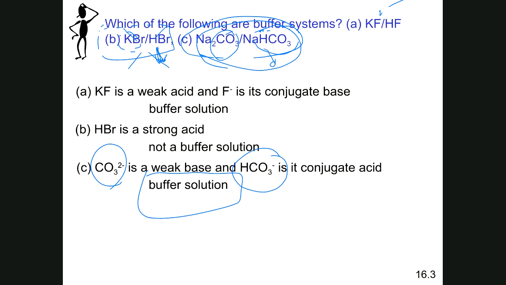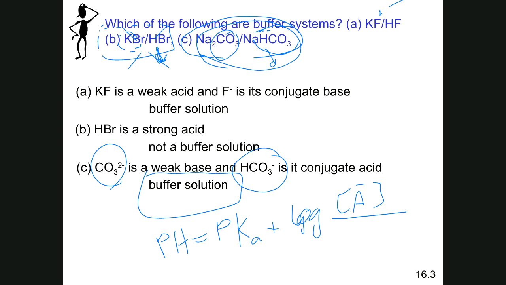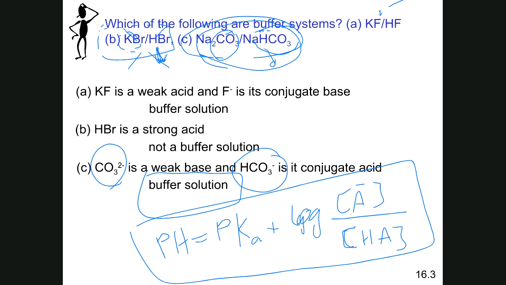This is just to recognize. Why do we need to recognize? Because if you recognize you have a buffer system, then you would use pH equals pKa plus log of conjugate base over HA, the concentration of the acid and conjugate base. So if you recognize you have a buffer, then you know what formula you should use. So it's going to cut many steps down.